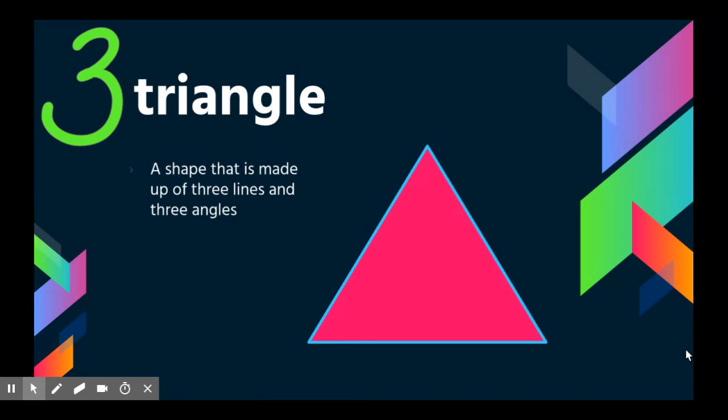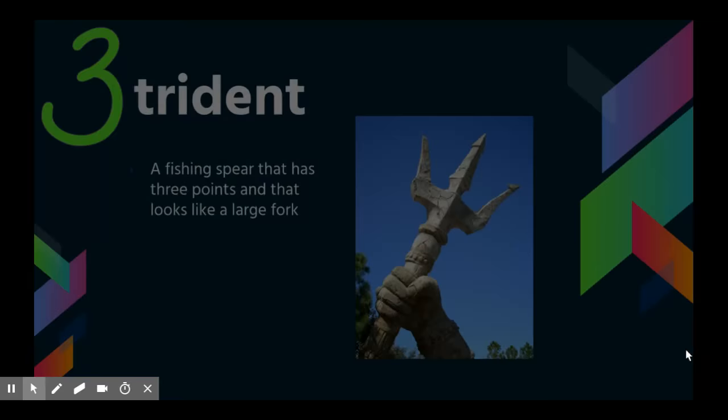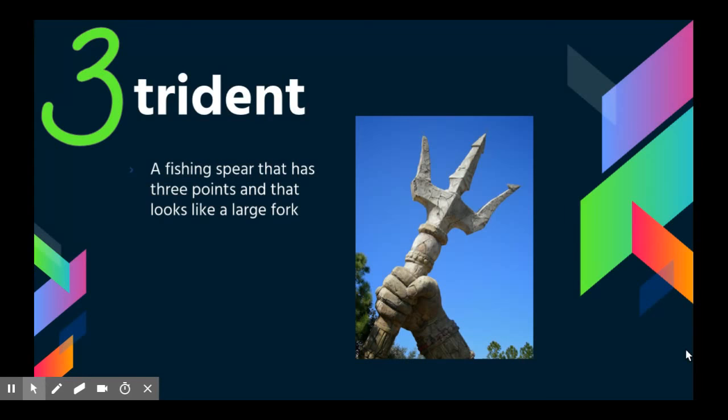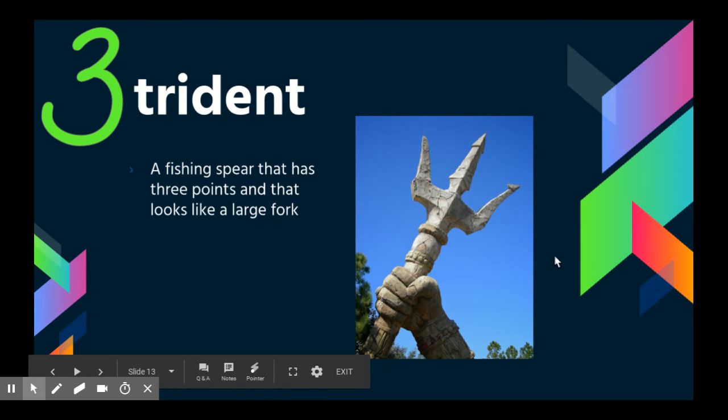Next is triangle. I think we all should know what this is. It's a shape that is made up of 3 lines and 3 angles. Trident is a fishing spear that has 3 points, 1, 2, 3, and looks like a fork, a large fork. So I think of the Greek god Poseidon. He was the god of the sea, and a lot of times he had a trident. This is probably a statue of him, and this is the trident part of it.